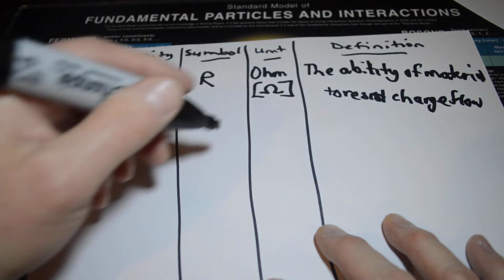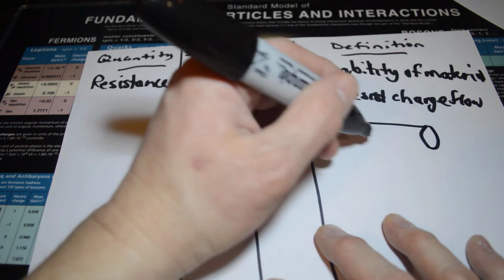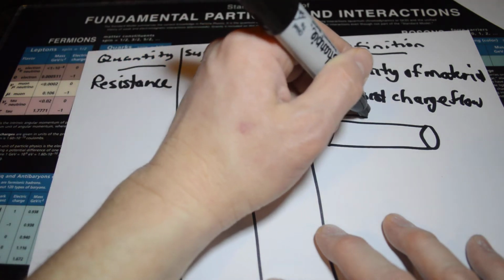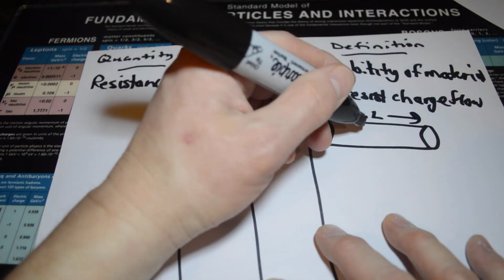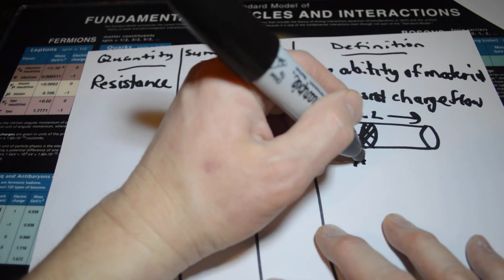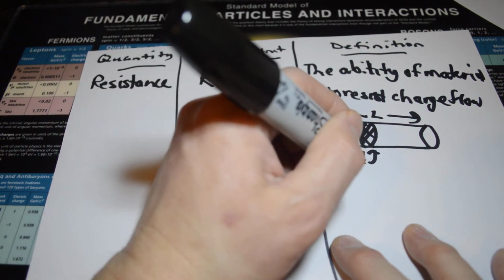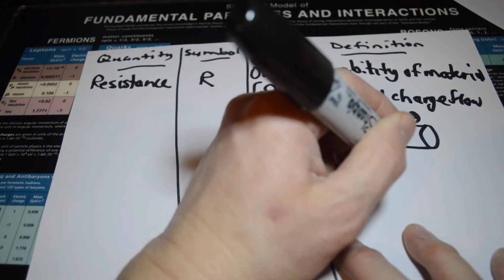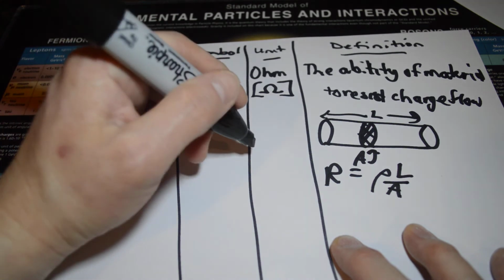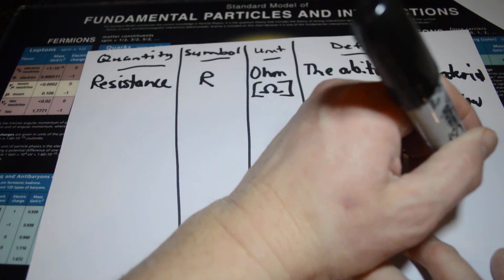You might say, well, how does that work? Well, in, say, a wire, we basically have a material that has a certain length, and maybe we might say a cross-sectional area even. So it's got some area and some length. The resistance is equal to rho L over A for that material. Rho is called the resistivity of the material.